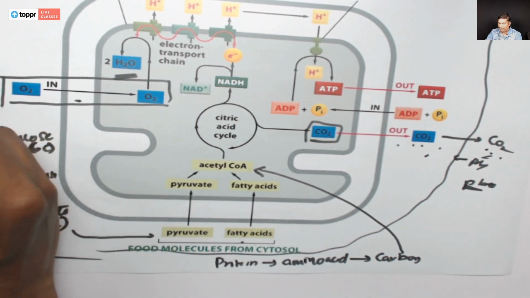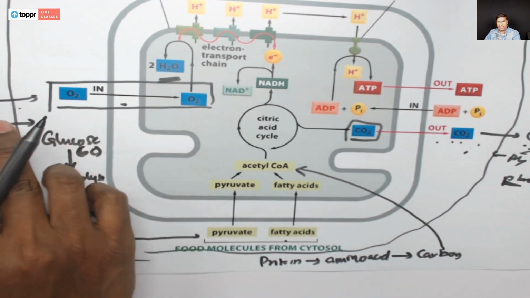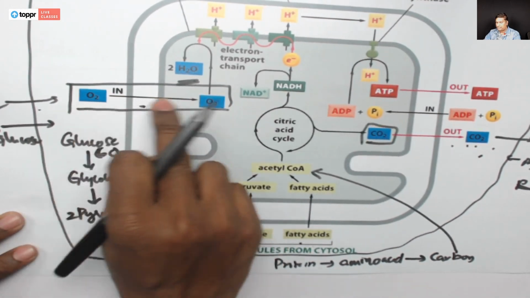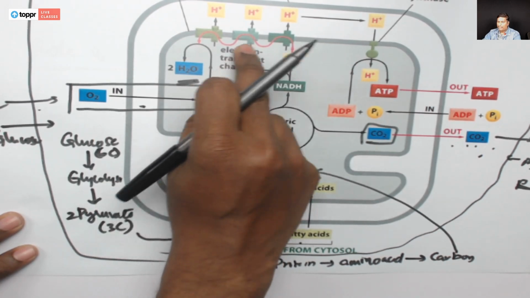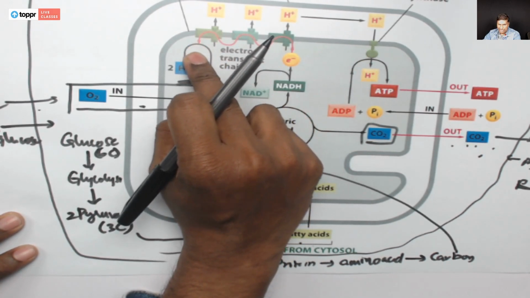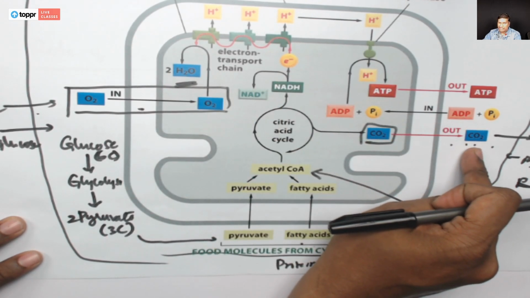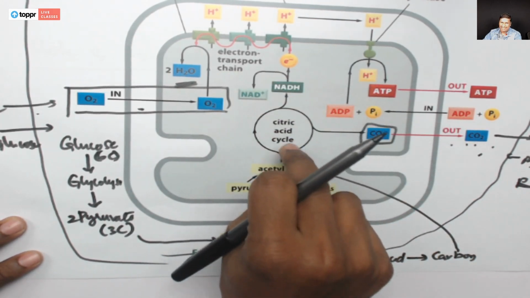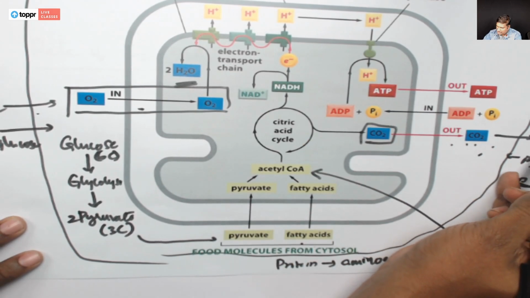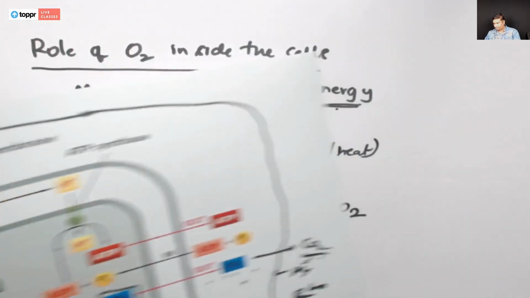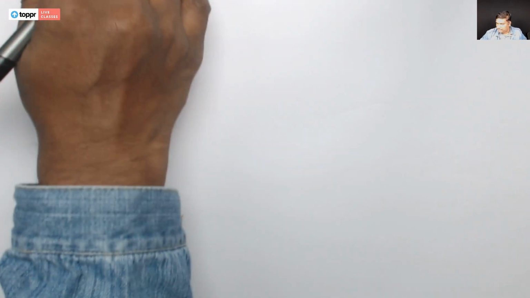The oxygen is simply diffusing from the outside into the cells, and from inside the cells into the mitochondria, where it is participating in the electron transport chain and finally getting converted into a water molecule. And the carbon dioxide is released as a result of the various cycles. Now this carbon dioxide is sitting in the plasma.